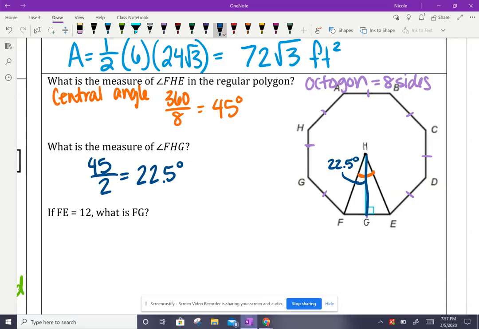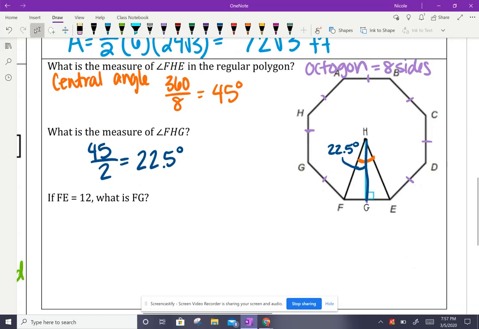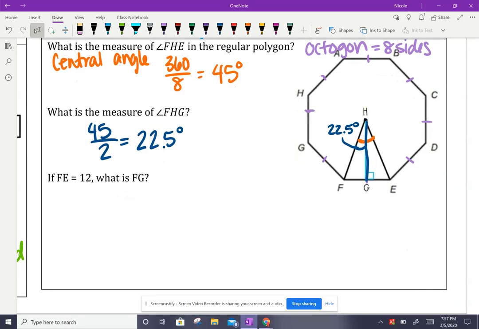Then I need to find FG. It tells us FE is 12, so from here to here is 12. We know that HG is our apothem, so that's going to bisect the sides, and these two are congruent. So FG is going to be 6. Now, if I wanted to, I can use this information to solve for our apothem and then find the area of our polygon, but I'm going to leave that to you.